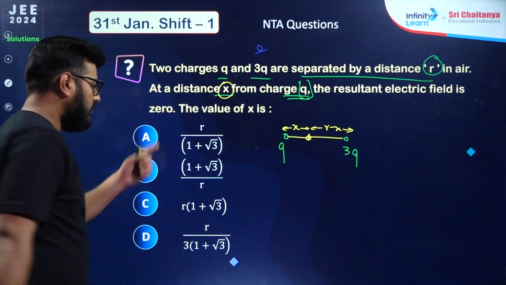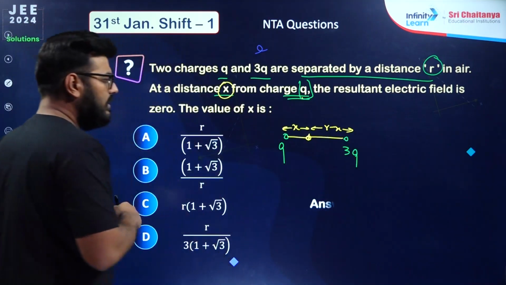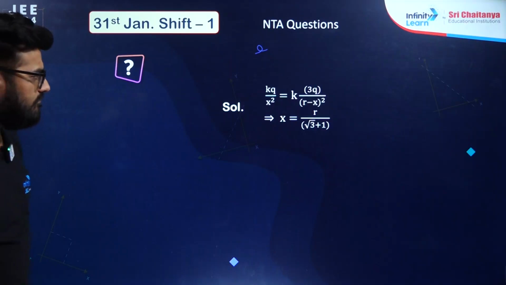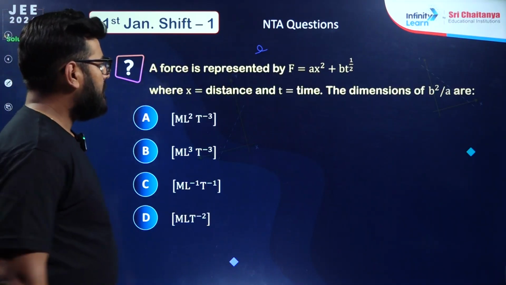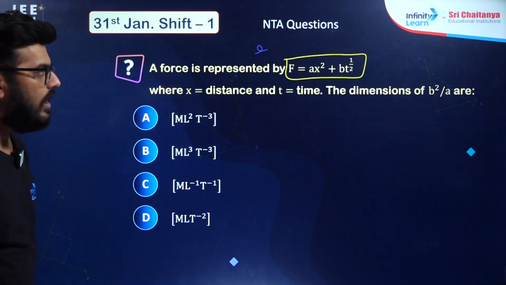And you can very easily find out the value of x in terms of r. Very simple problem, the electric field because of this and this will balance each other. Option number A you will get as the correct answer. Simple problem. Okay.